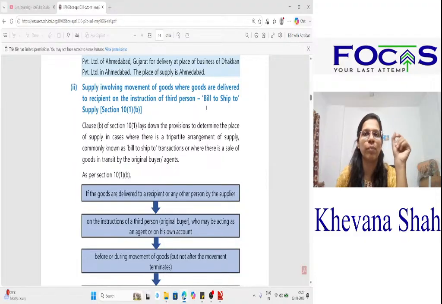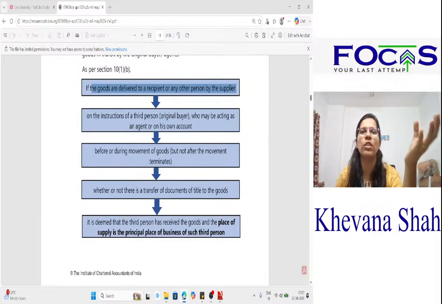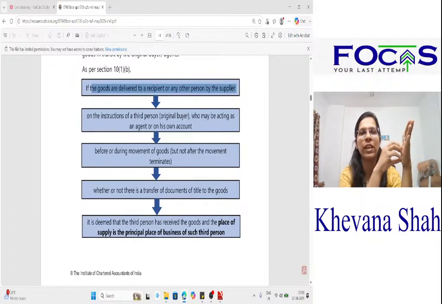Then in case of bill to ship to supply, see what happens is, if the goods are delivered to a recipient or any other person by the supplier on the instructions of a third person who is your original buyer, who may be acting as an agent or on his own account. So let's say you have person A, person B and person C. Now if the goods are delivered to a recipient or any other person, the supplier is your person A and that supplier is delivering the goods at place C. Now why are these goods supplied at place C? They are supplied on the instructions of B, who is the third person, who is the original buyer.